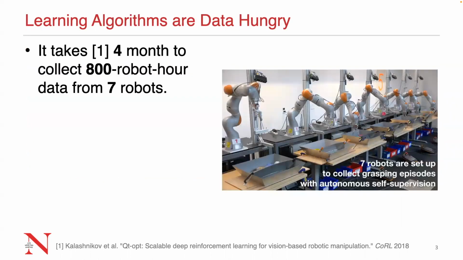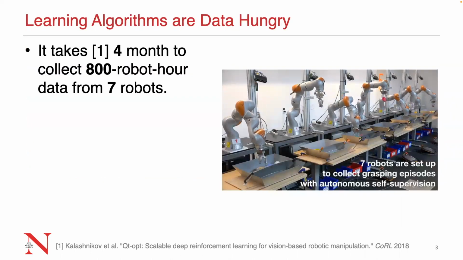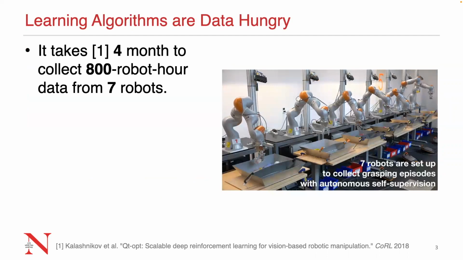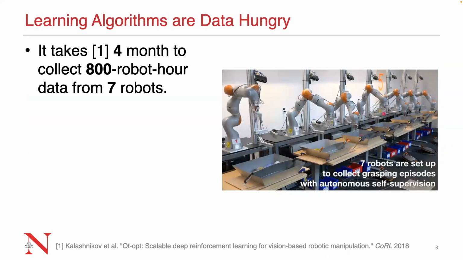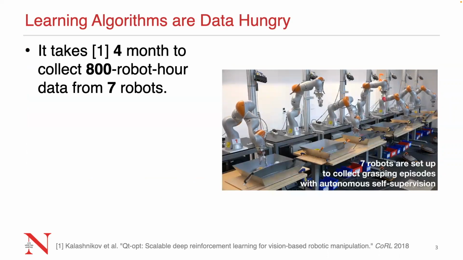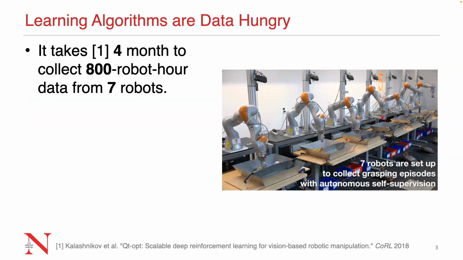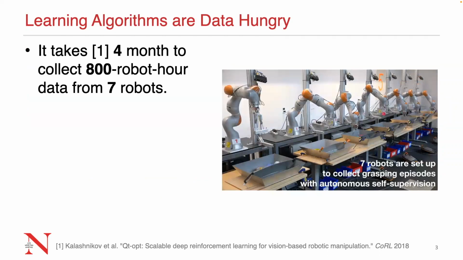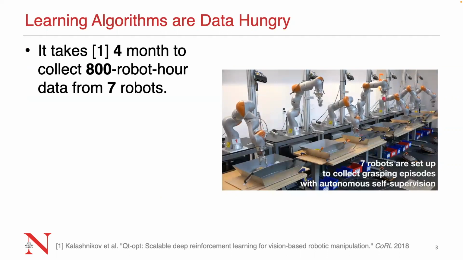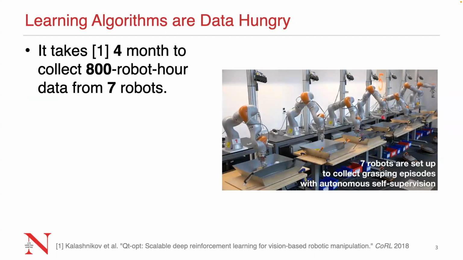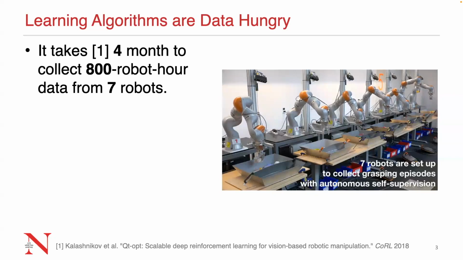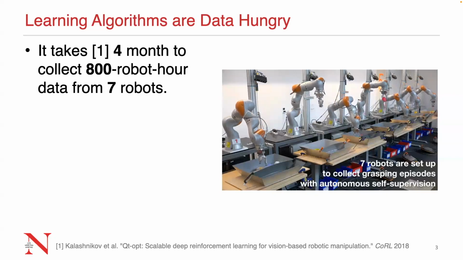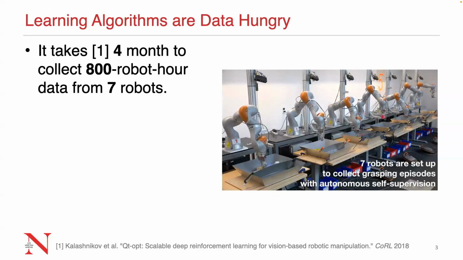But one of the main problems is that machine learning algorithms are always data hungry. The grasping demo we showed was cool, but in fact it took the folks from Google 4 months to collect 800 robot hours of data from 7 robots. That's really a huge amount of data. For a standard research lab like us, it's really hard to do that because we don't have that many robots, and we don't have that many software engineers to make that possible.